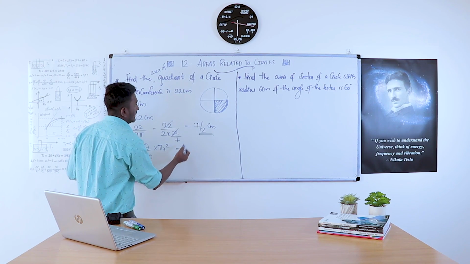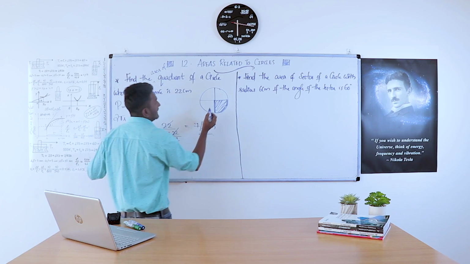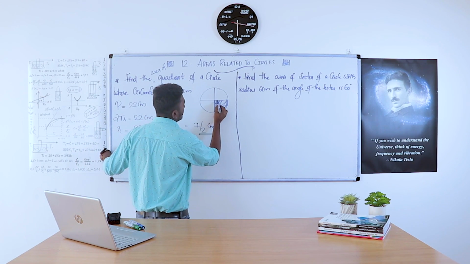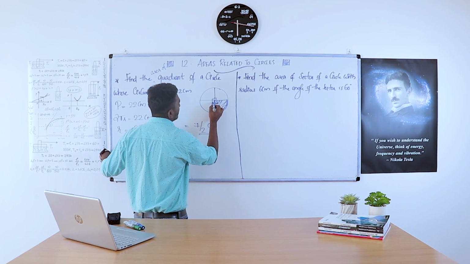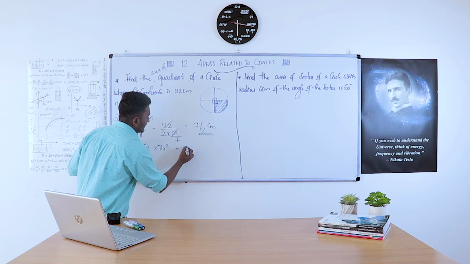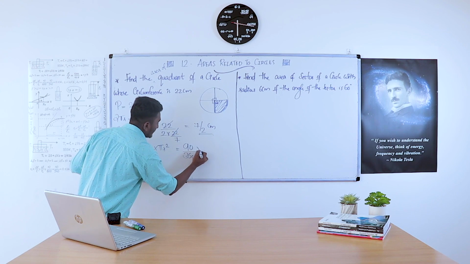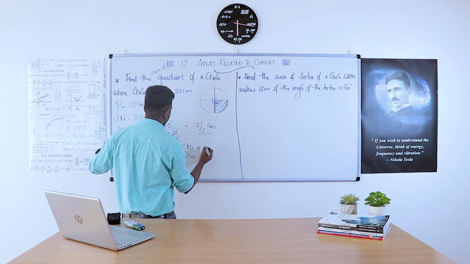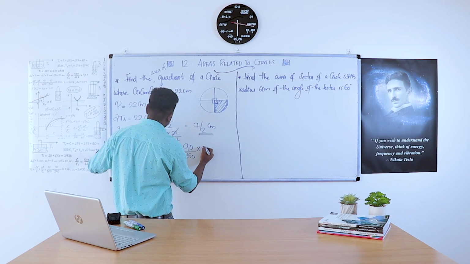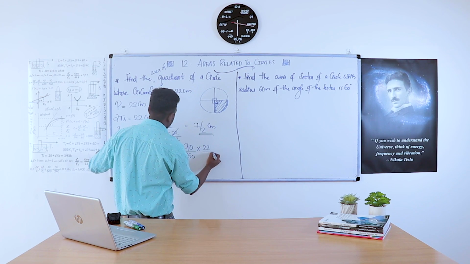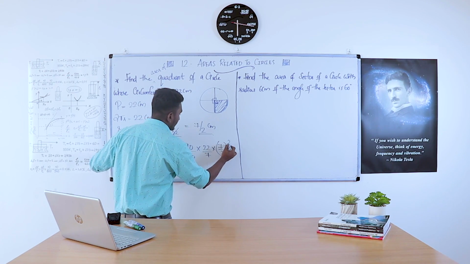That is equal to, what is the angle here? When a circle is divided into 4, then it becomes a quadrant and all the angles are 90 degrees. Therefore, theta is equal to 90 degrees. 90 by 360 into pi r square, that is 22 by 7 into 7 by 2 the whole square.